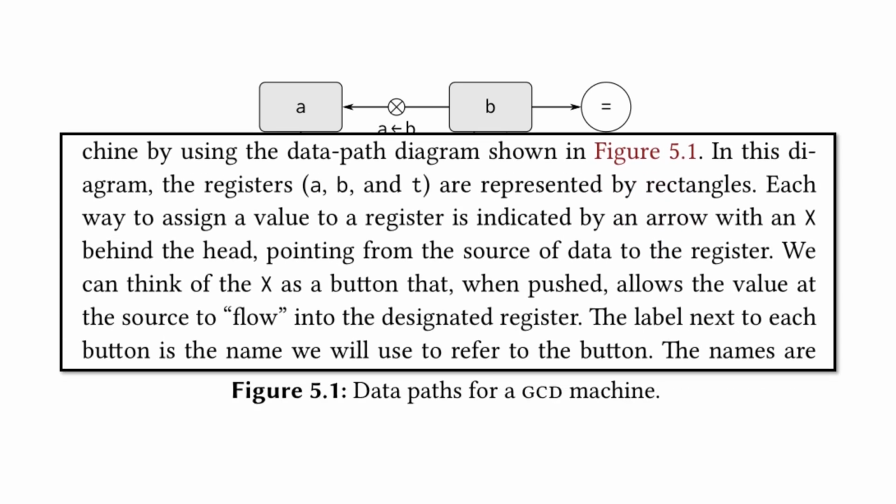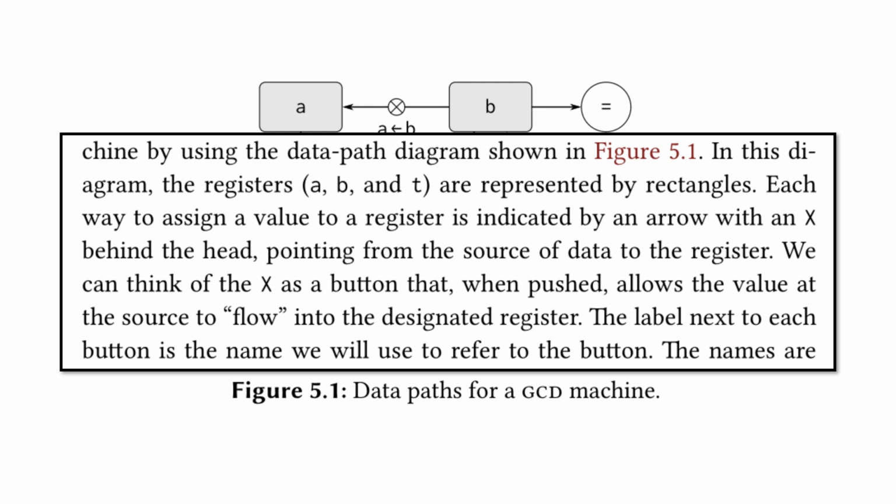In this diagram, the registers A, B, and T are represented by rectangles. So the rounded rectangles are the registers labeled with their names inside of them. So we have 3 registers, A, B, and T. Each way to assign a value to a register is indicated by an arrow with an X behind the head. So assigning from one register to another, or from an operation to a register, is what the arrows with the circles and crosses through them represent.